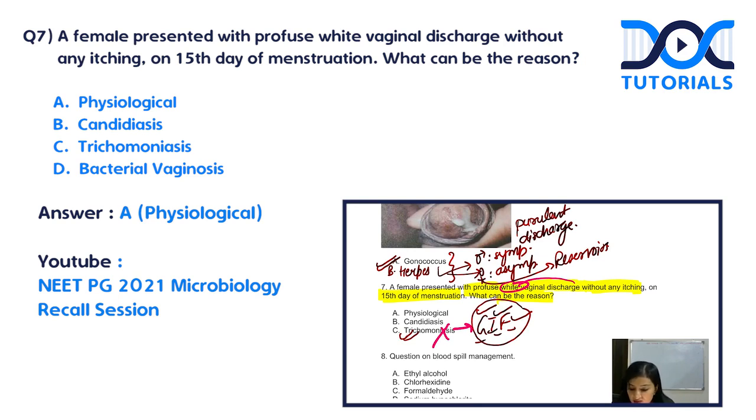Okay, some people were thinking of candidiasis because of the white discharge, but guys, in candidiasis intense pruritus is a very debilitating feature. But this female does not have any itching, and the buzzword, the clincher in this question, is that the discharge was appreciated on the 15th day of menstruation. Guys, the answer is physiological.